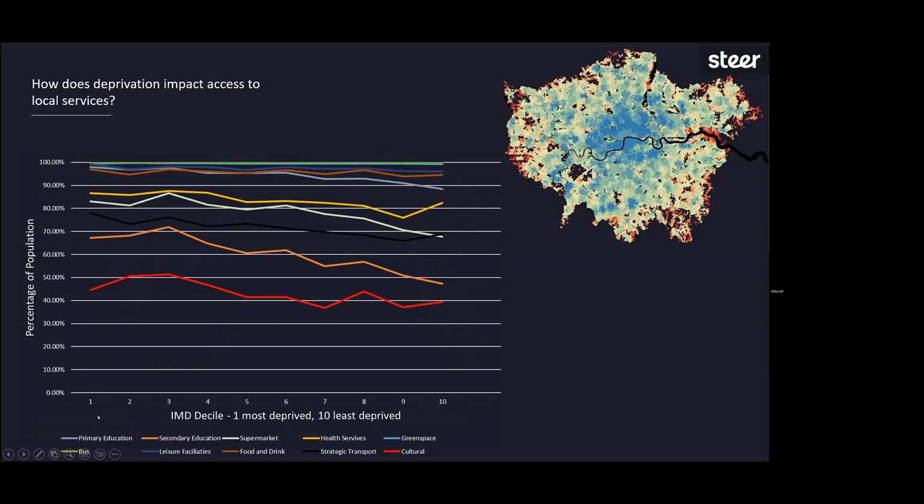Again, what this chart shows is that the number 1 is the most deprived locations in London, and number 10 is the least deprived location. And then we've plotted across each of the deciles the accessibility that we've been able to measure for the London population. And again, you can see how that rises and falls across the different deciles. But what we found quite interesting is that actually some of the more deprived locations in London actually have reasonably good accessibility to services. And we think that might be due to the type of housing stock that is present in some of these deciles.